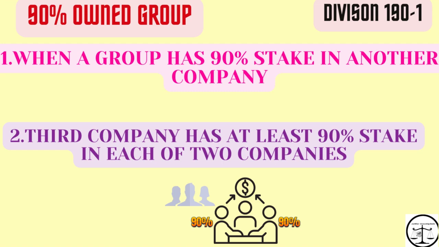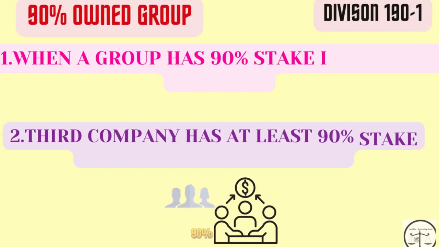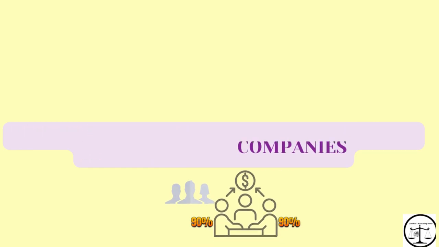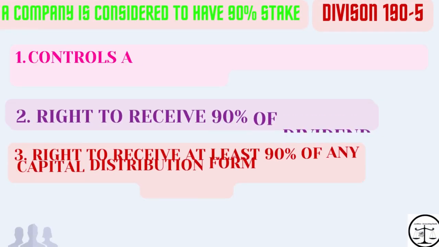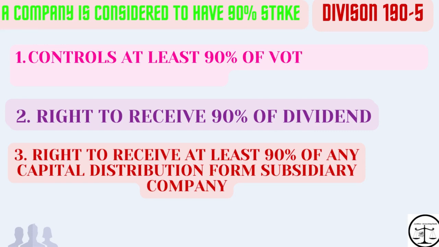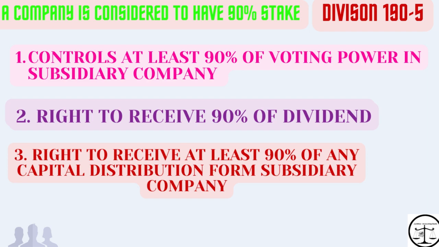1. When a group has 90% stake in another company. 2. Third company has at least 90% stake in each of two companies. For example, third company would have 90% and 90% stake in two separate companies to be considered as 90% owned group for GST purposes. Friends, under Division 190-5, a company is considered to have 90% stake.